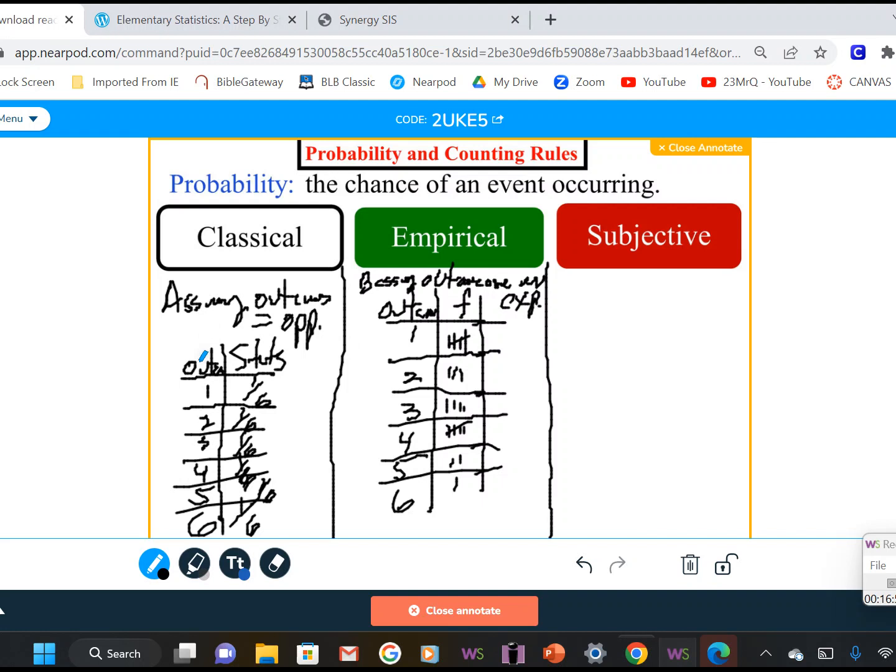What did we use over here? Only the outcomes by the total number of outcomes. Over here, the frequency by the total number of frequencies. All right, and last but not least, subjective. Talk it over with your neighbor, let them know what subjective probability is based on.